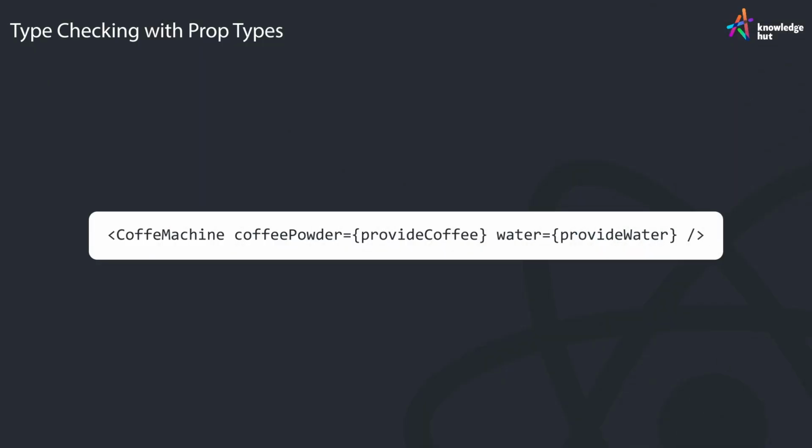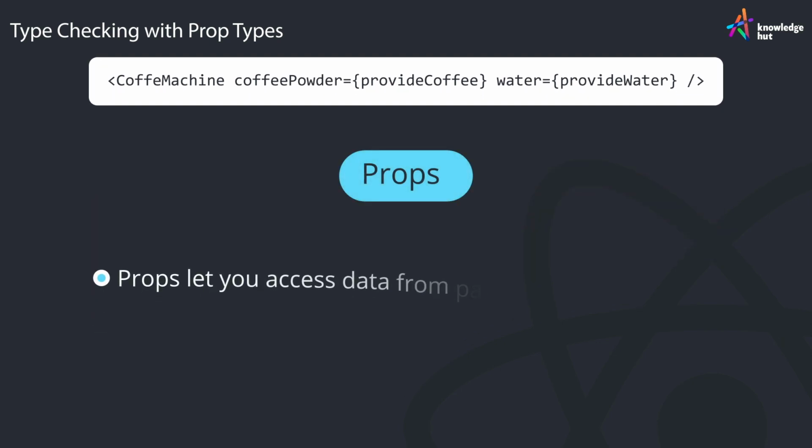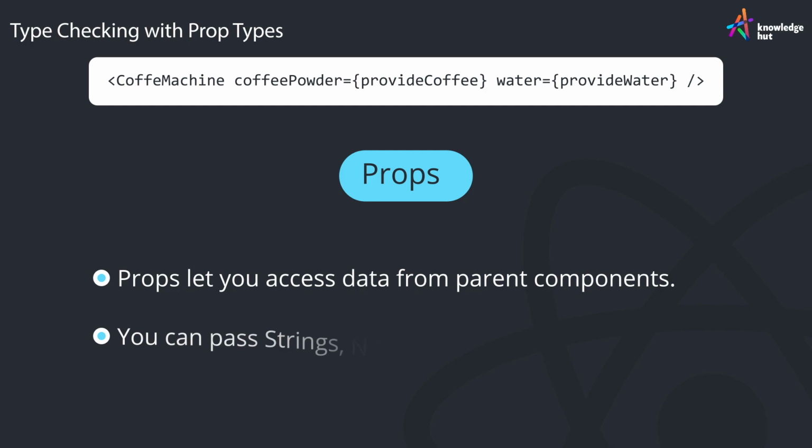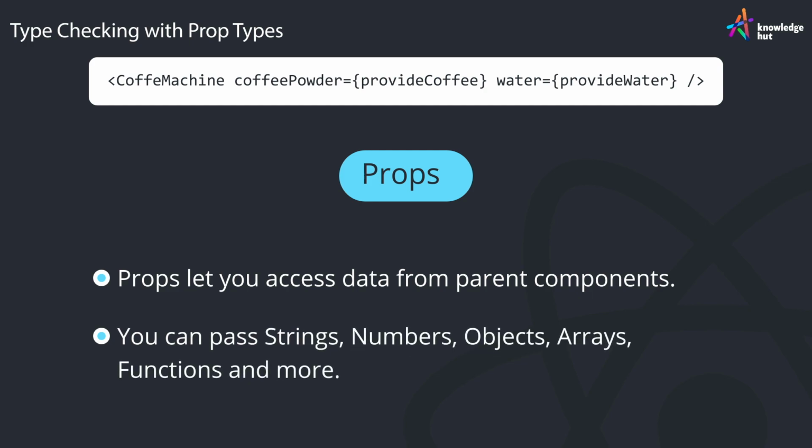In the last video, we discovered a lot of interesting facts about props and how they can be used to accept data for consumption from a parent component. Props let you access all kinds of data such as strings, numbers, objects, arrays, functions, and a lot more.